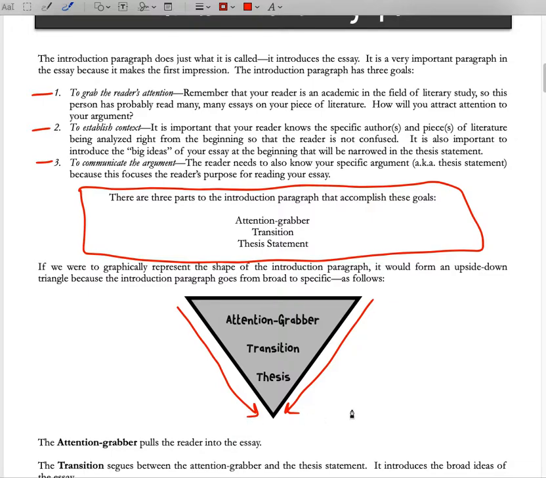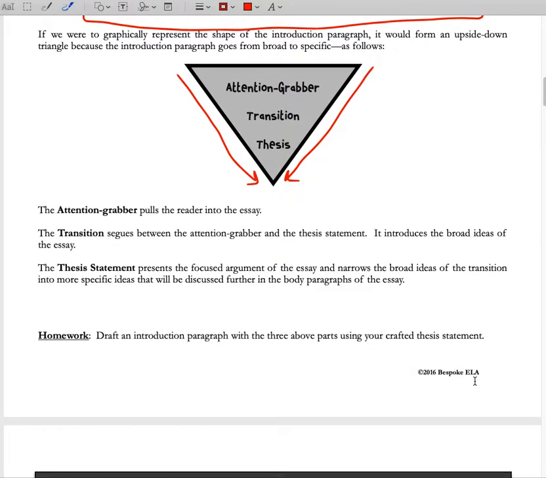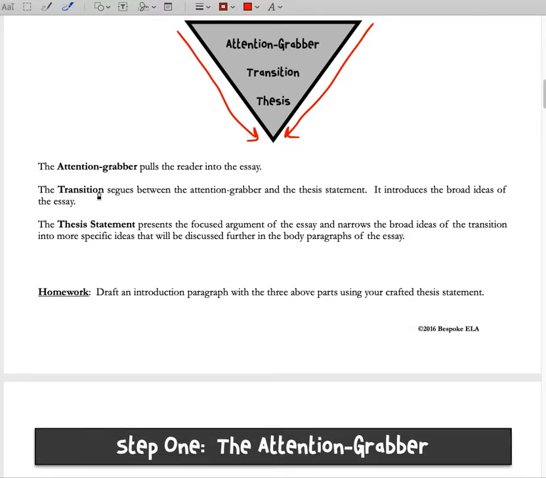The attention grabber pulls the reader into the essay. The transition segues between the attention grabber and the thesis statement. It introduces the broad ideas of the essay. The thesis statement presents the focused argument of the essay and narrows the broad ideas of the transition into more specific ideas that will be discussed further in the body paragraphs of the essay.